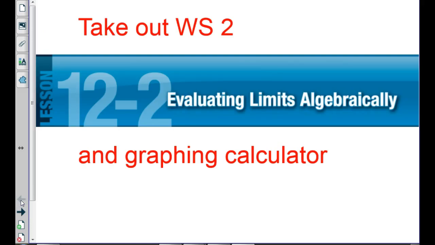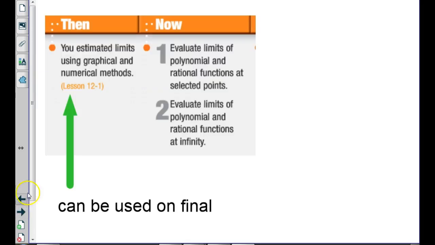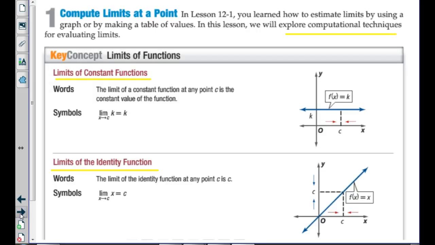All right, so we're on 12.2, worksheet 2. Yesterday we estimated limits using graphical and numerical methods. Today we're going to use a little more algebra. So we're going to talk about polynomial and rational functions and a little bit about infinity as well. Doesn't matter how you find the limit on the final, you are more than welcome to use the graph.